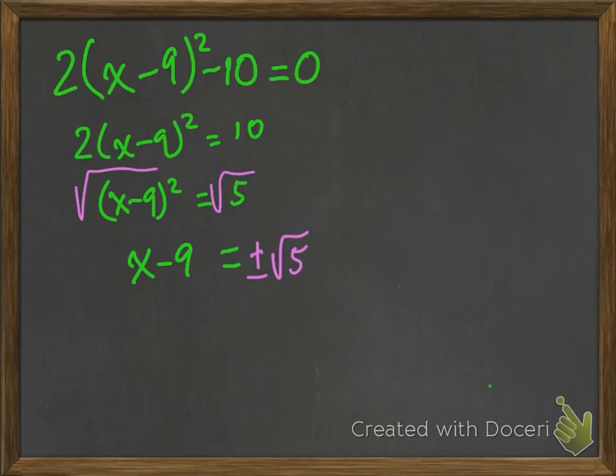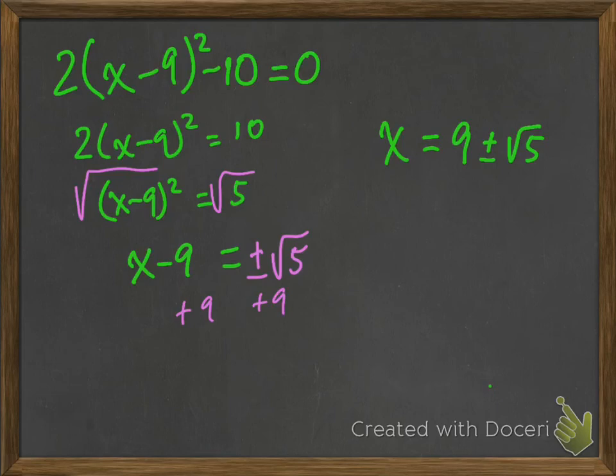Don't worry about a decimal approximation or a calculator approximation for the square root of 5. Just go ahead and write plus minus square root of 5. And so now by adding 9 to both sides, we get this equation here, x equals 9 plus or minus the square root of 5. For a lot of people, that's a good enough answer just right there.